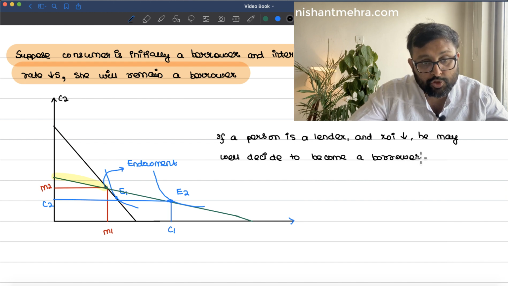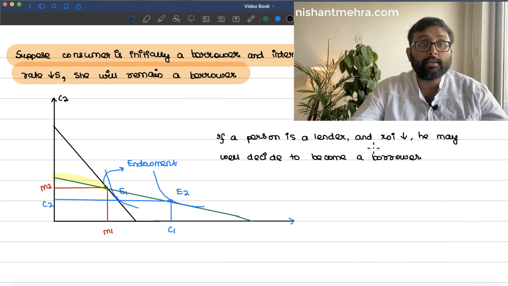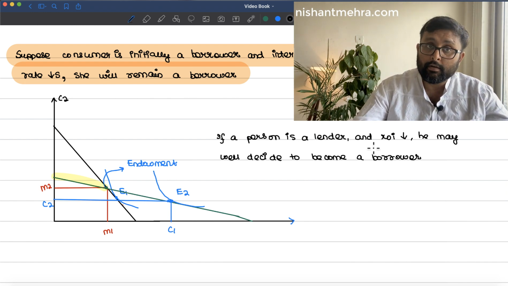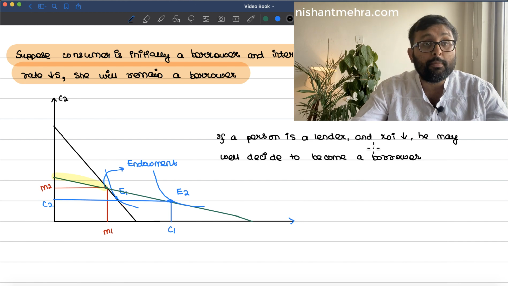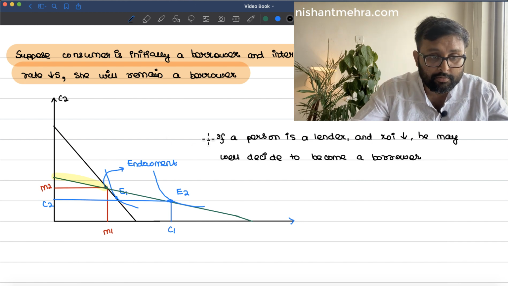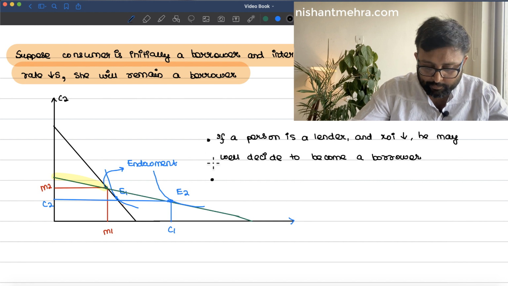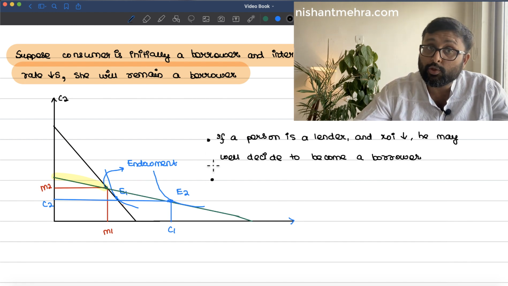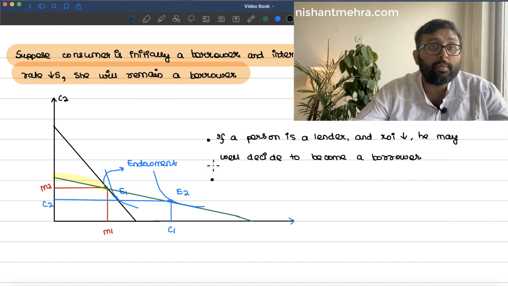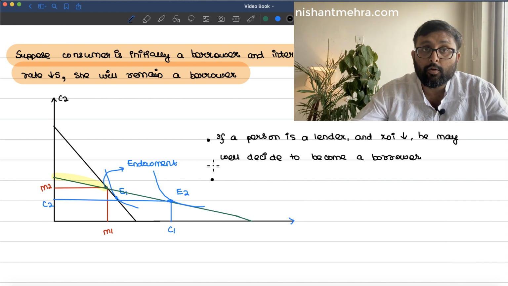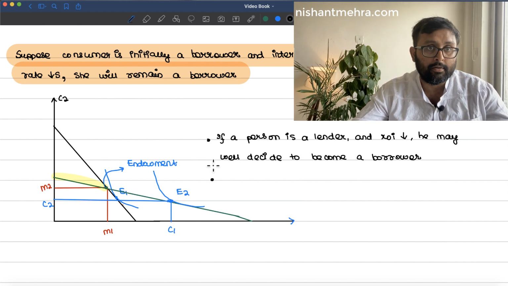What is the case which we have done? We have done that case when the person is a lender and the interest rate has increased, so he remains a lender. Here I am saying if a person is a lender and rate of interest falls, he may become a borrower. Revealed preference doesn't say anything about it. Second, the case which we have done: if the person is a borrower and interest rate falls, he must remain a borrower. But revealed preference doesn't say anything about the following case. If the person is a borrower and interest rate increases, he may well become a lender.